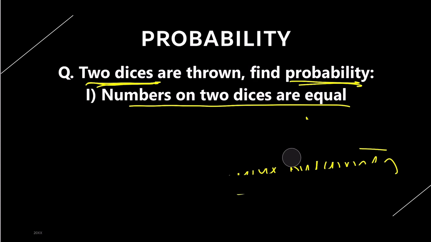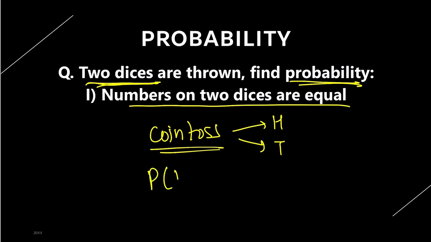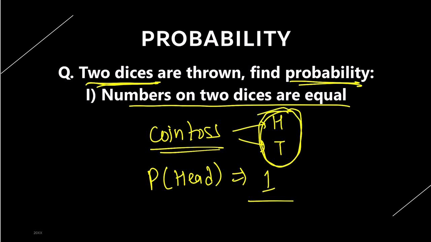Now let's see. Before attempting this question, let's see an example of a coin toss. In a coin toss, either head could come or tail could come, right? So now I want a head. Probability of head means I want a head. So what are the favorable outcomes? Out of these, I have only one outcome that is favorable to me, that is head. And what are the total outcomes? 1 and 2. So 1 by 2, that is 50%, right?